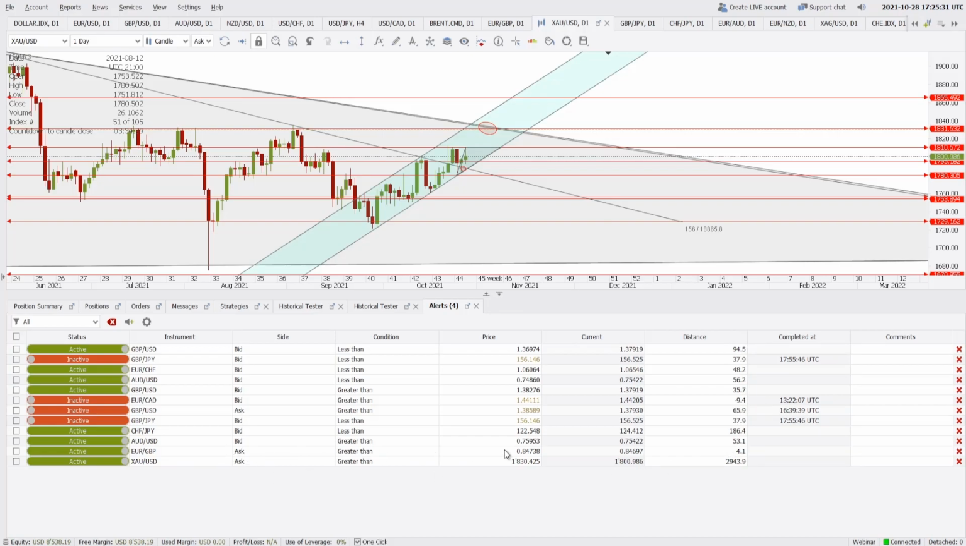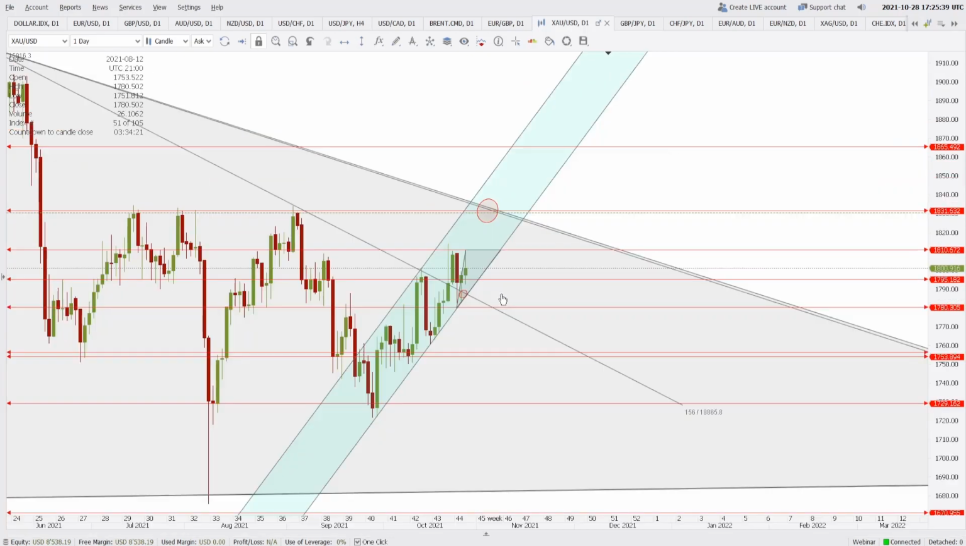I have set an alert that if it goes higher than 0.84738, I should know, and it is now only 4 points away from that, so we can come to know in advance what is going to happen. Okay, my friends, now for gold.